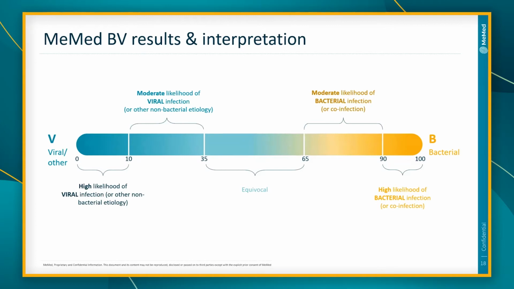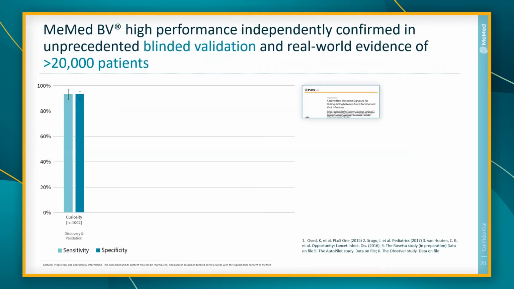The results of this study were published in PLOS, showing accuracy, sensitivity, and specificity of roughly 92, 93%: sensitivity being the accuracy by which bacterial infections were detected, and specificity the accuracy by which viral infections were detected. But it was also met with a lot of skepticism and healthy conservatism. It's not enough to have one study like this.